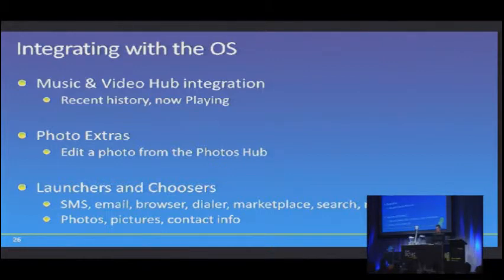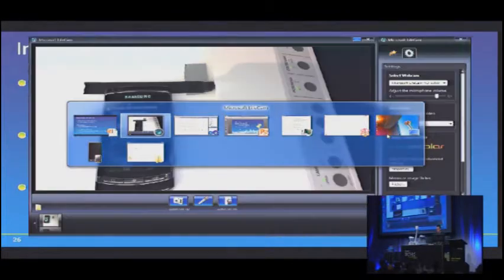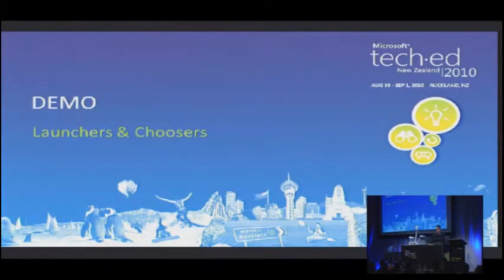And then the last one, which I have a demo for, is launchers and choosers. And this is how you interact with resources on the device, such as phone numbers, email addresses, launching an SMS message or an email message, taking a picture with the camera, etc. So let's do a demo of that.